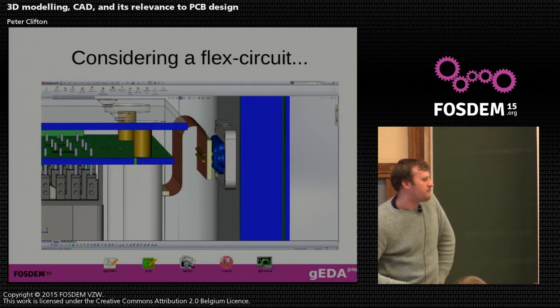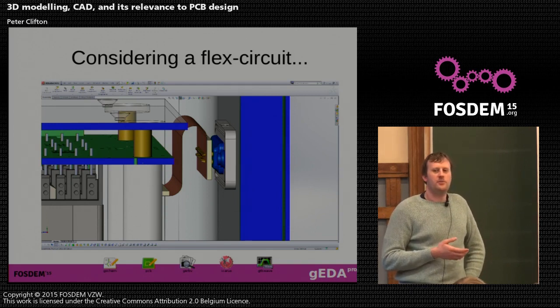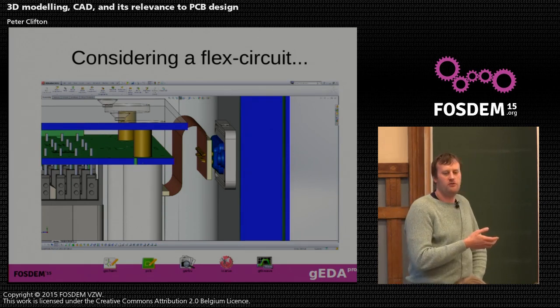So the workflow kind of looks like this. I know what I want to achieve with my flex circuit. I know what shape it needs to fold up into. And I've isolated that model that I've been using for a mechanical concept as a separate part.